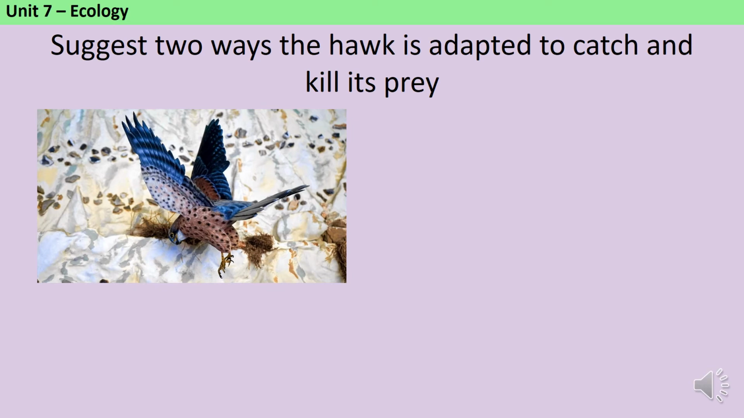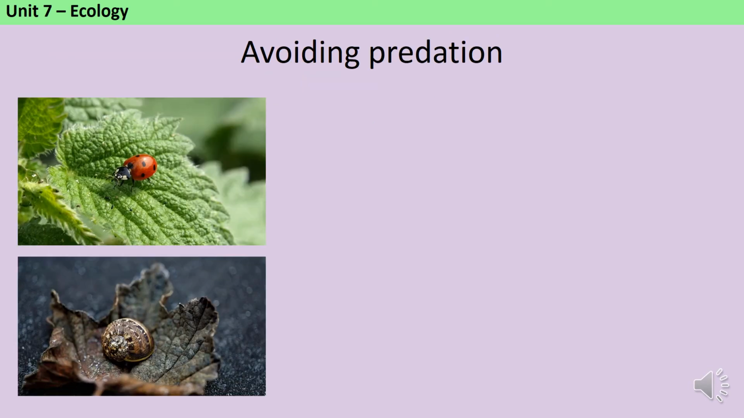Here's a different example of a predatory bird. Pause the video and see if you can write down 2 ways that this hawk is adapted to catch and kill its prey. As we can see from the photograph, it has very sharp claws or talons and also a really sharp beak. You might also be able to get some credit for talking about it having very powerful wings and being able to fly particularly quickly.